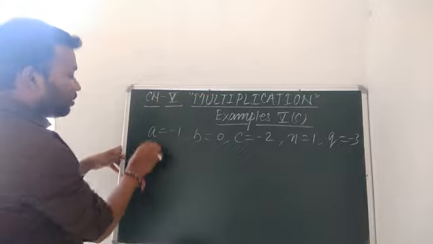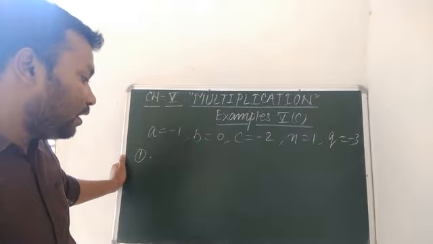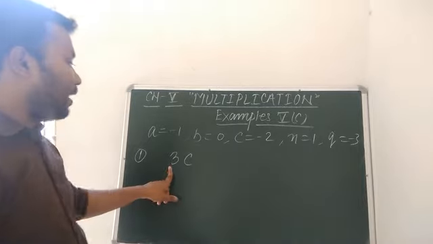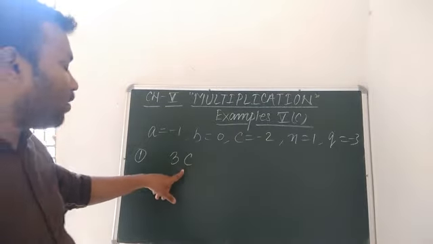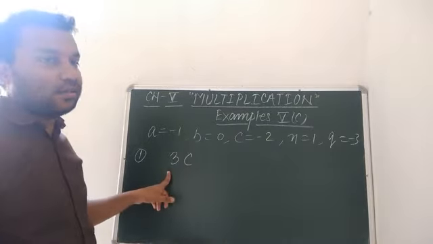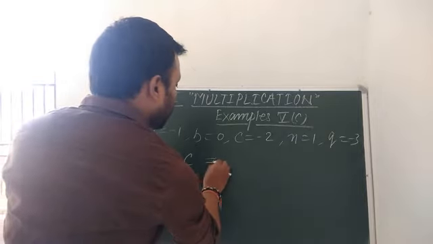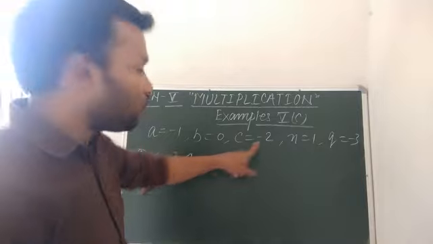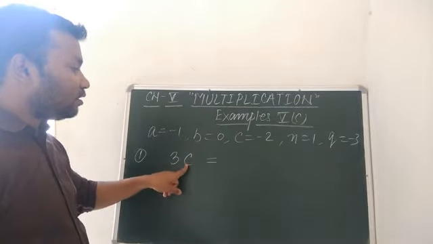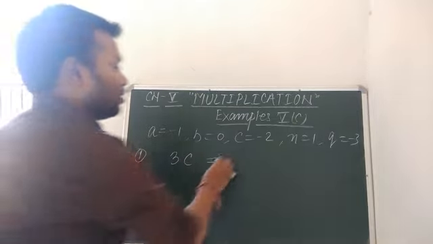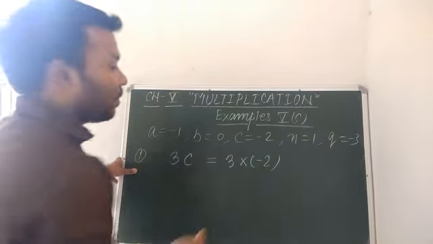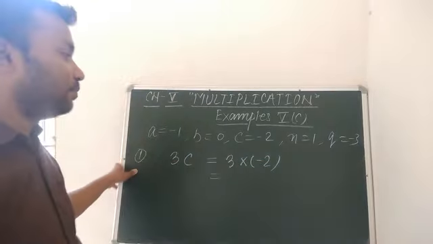Let's start from problem number 1. In problem number 1 we have an algebraic term 3c, and we have to find the value of this algebraic term. As you can see, the numeric value of c is given here as -2, so in place of c we will write its numeric value and solve it.